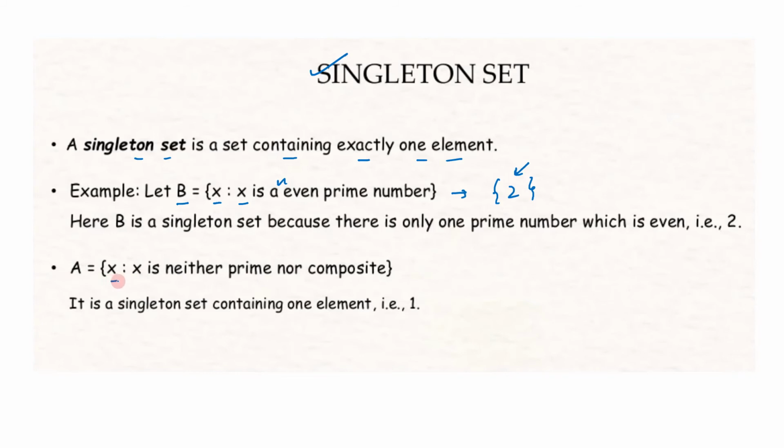Similarly, we have another set A. Here we are having the set of all x such that x is neither prime nor composite. This set will again be having only one element, that is 1. So this set A is also a singleton set.